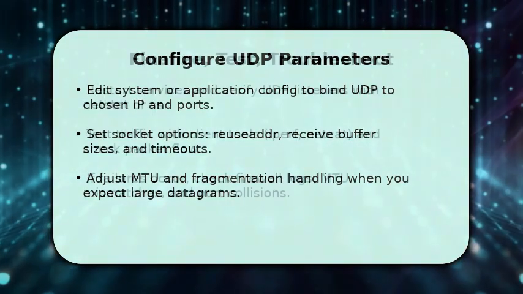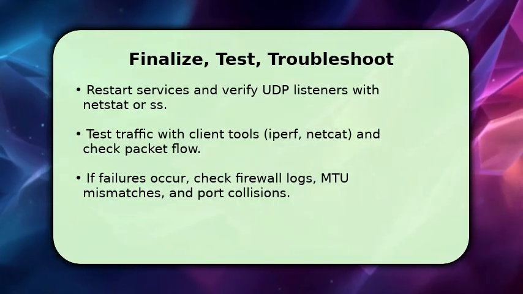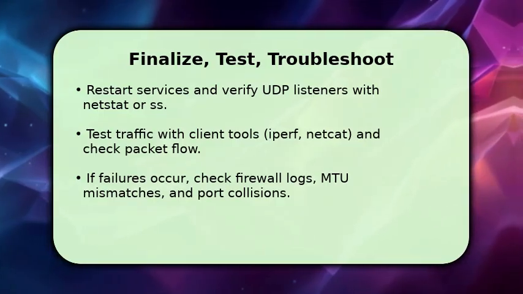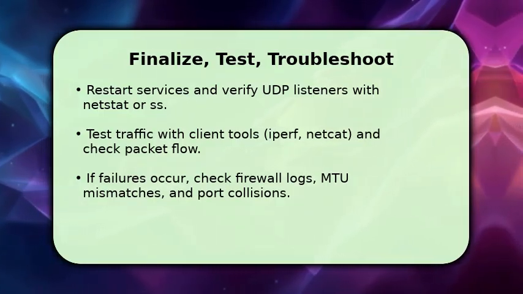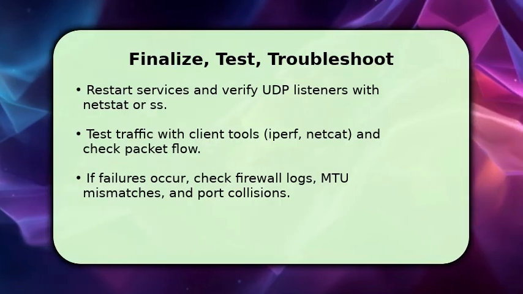Restart the UDP service and confirm listeners with netstat or ss so you see bound IPs and ports. Then generate test traffic using iperf or netcat to verify throughput and packet behavior. Monitor logs, and use tcpdump to inspect live UDP frames.